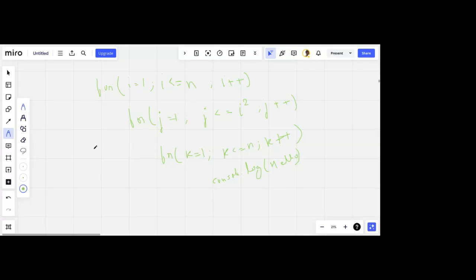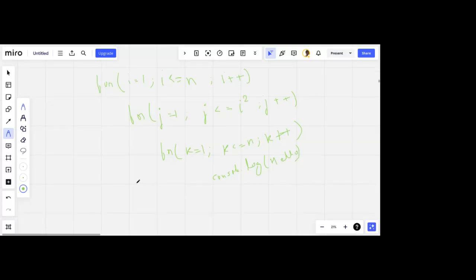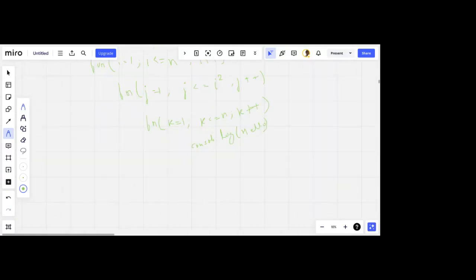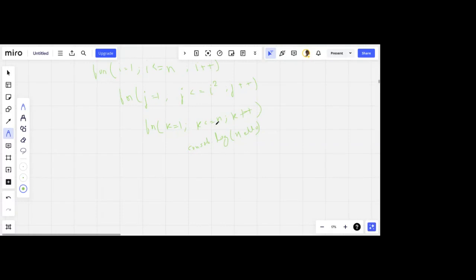Let's figure this out. Okay, now guys, see this. This is the algorithm. So what we need to do is, for i equal to 1, how many times will hello be printed? When i is equal to 1, i less than equal to n, j equal to 1, j less than equal to 1. Now this would be k equal to 1, k less than equal to n.